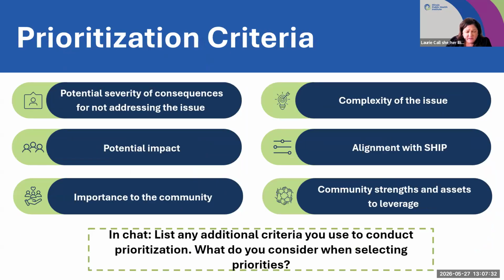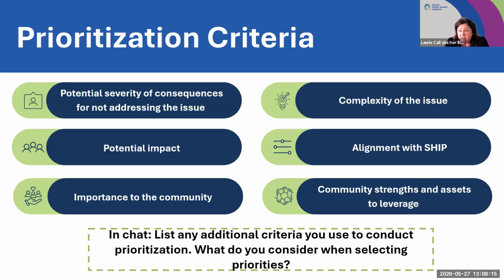Here's some potential prioritization criteria that you might consider. And these are some of the more common criteria: the potential severity of the issue or of not addressing the issue, the complexity of the issue, meaning that it requires a multifaceted strategic approach, the potential impact of that issue on your community. Does it impact a large portion of your population? Does it have an impact on exacerbating disparities? Does it impact a specific vulnerable population?